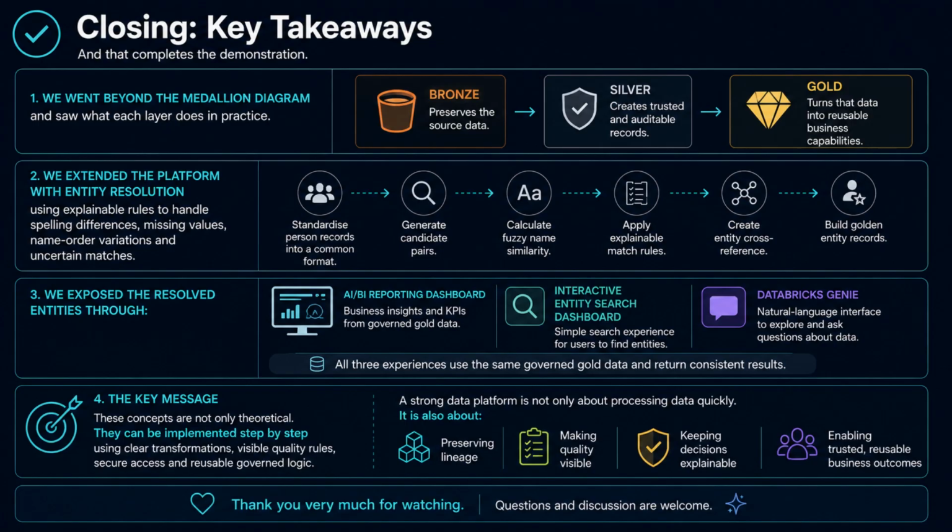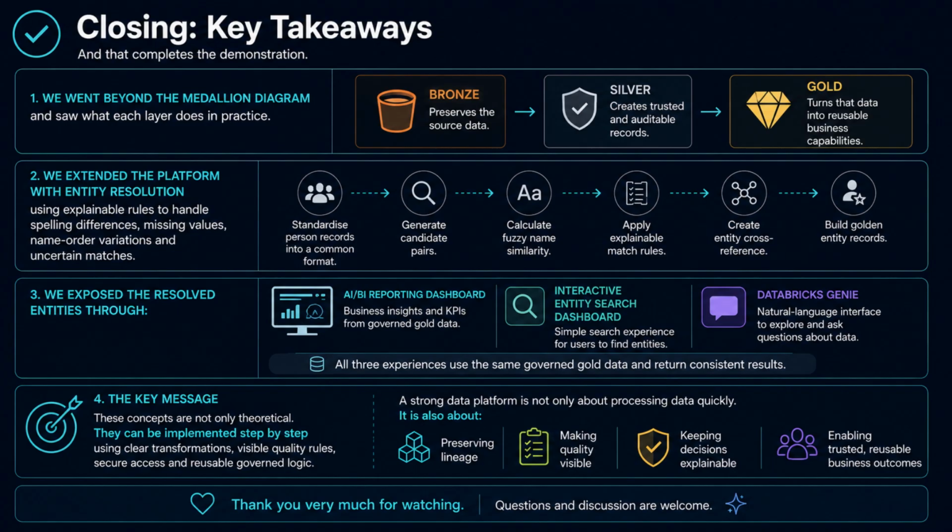And that completes the demonstration. We went beyond the medallion diagram and saw what each layer does in practice. Bronze preserves the source data. Silver creates trusted and auditable records. Gold turns that data into reusable business capabilities. We then extended the platform with entity resolution, using explainable rules to handle spelling differences, missing values, name order variations, and uncertain matches. Finally, we exposed the resolved entities through a governed search function, an AI/BI dashboard, and Databricks Genie.